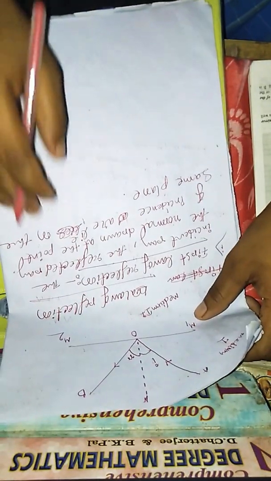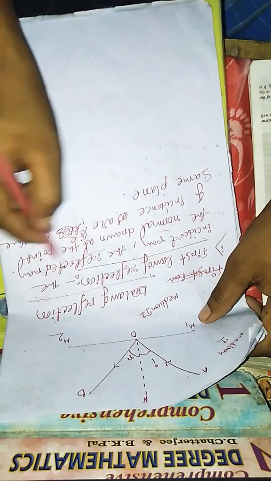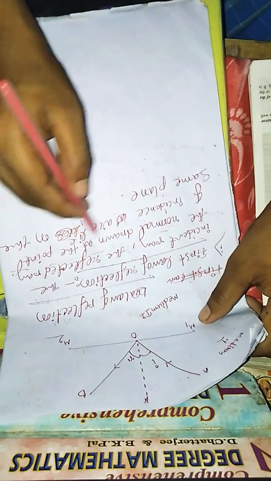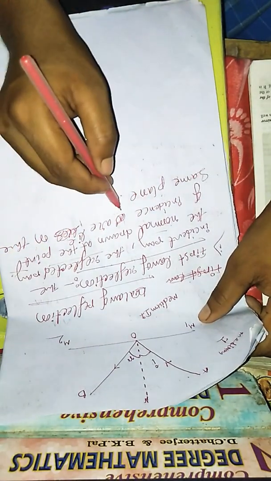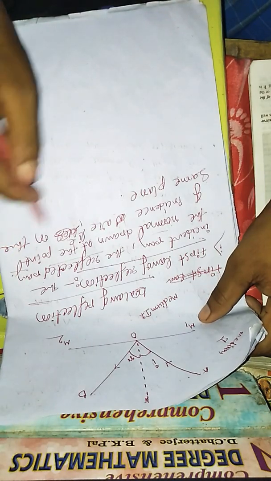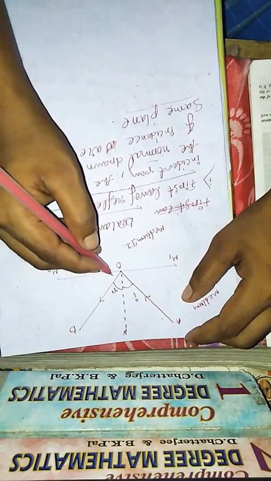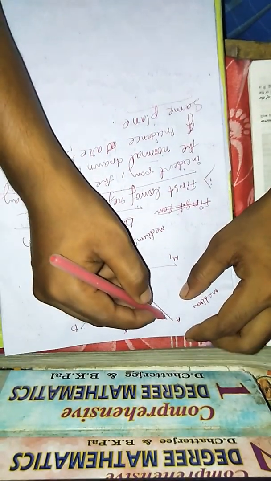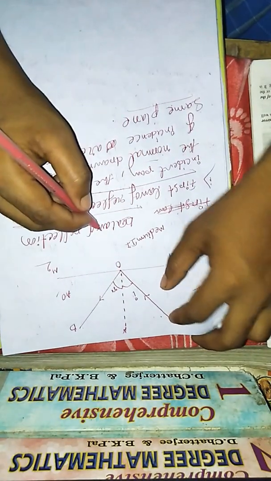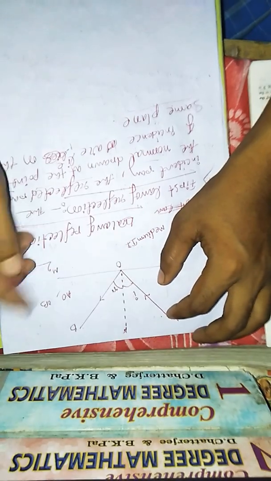Okay, the first law of reflection says that the incident ray, the reflected ray, and the normal drawn at the point of incidence lie on the same plane. From the picture you can see here, AO is the incident ray, OB is the reflected ray, and NO is the normal.